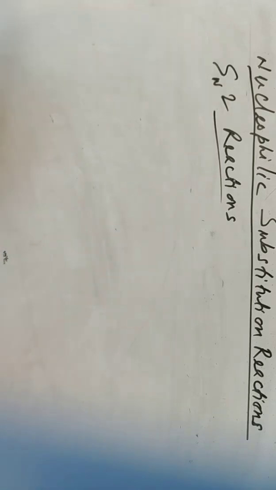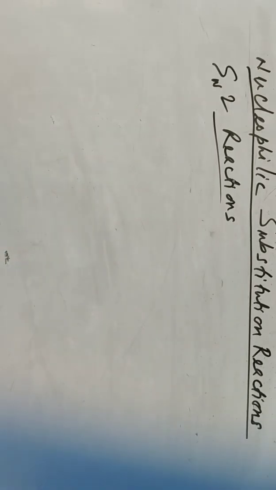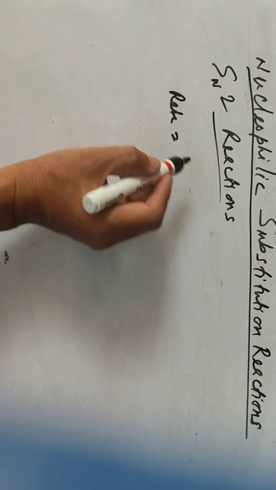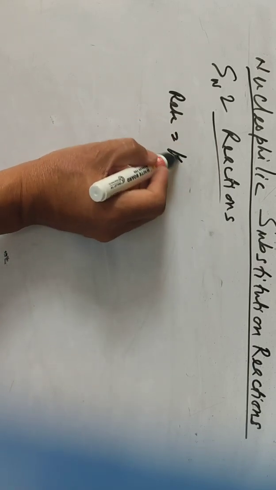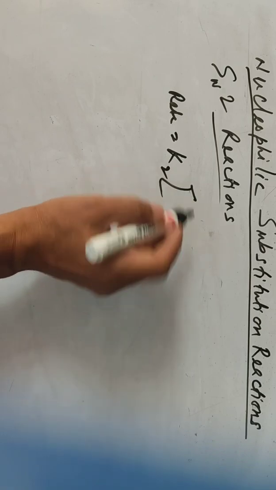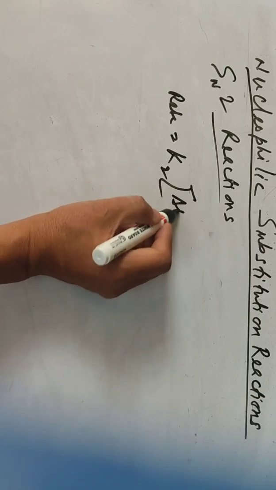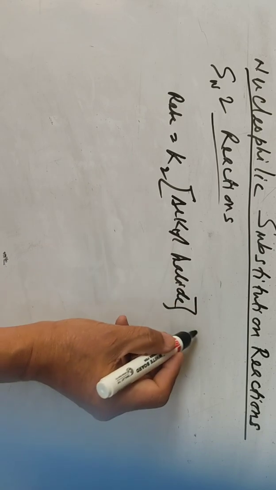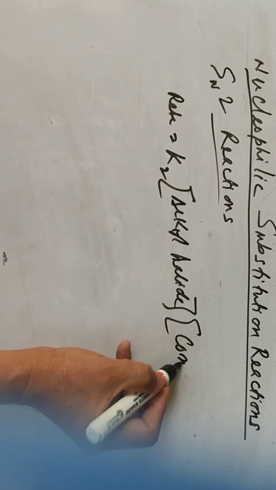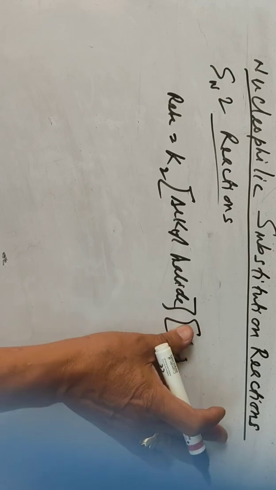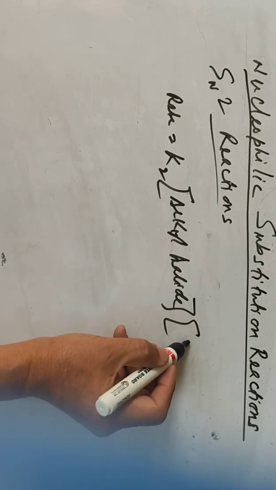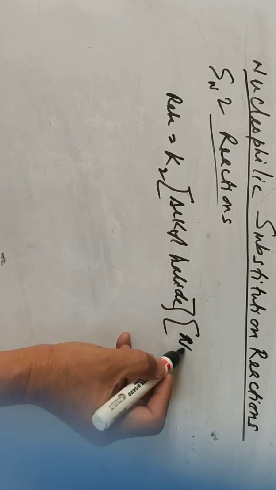So this undergoes displacement reactions. Here the rate of the reaction is k2 times the concentration of both the alkyl halide as well as the nucleophile. So it is said to be bimolecular, and this is the concentration of the nucleophile.